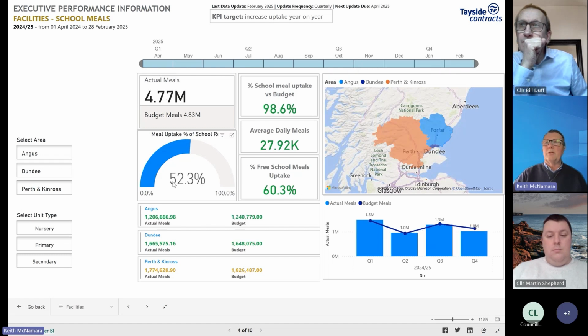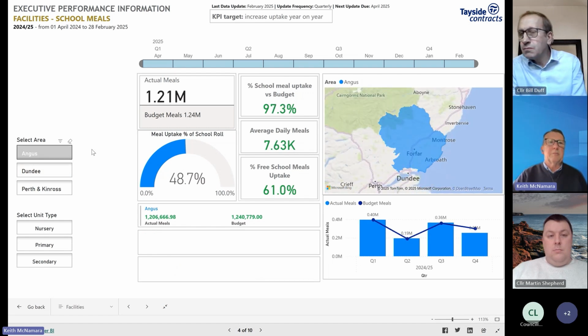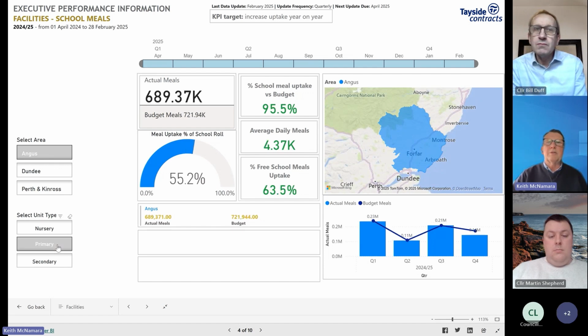You can be really flexible in terms of, obviously each of the elected members would probably be more interested about what's happening in their area. So if we take Angus and Perth and Dundee, maybe be more interested in Angus, and you're saying, well, what's the uptake for primary schools in Angus?